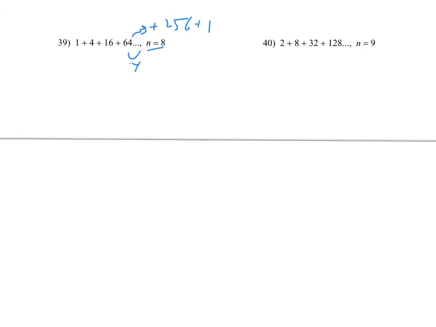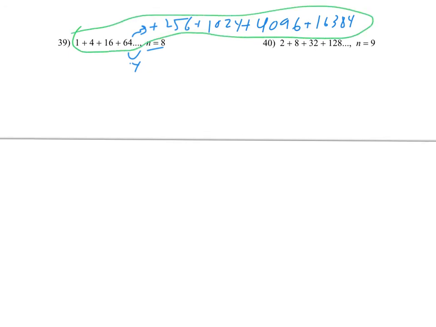1024, times 4 is 4096. Let's see how many terms we have now. That's 7, so I need one more. And so that's plus 16,384. And now I need to add up all of these together, and I can use my calculator for that. Once again, you could use the formula for this if you'd like. They come out to the same answer either way, so whatever you think is easier.